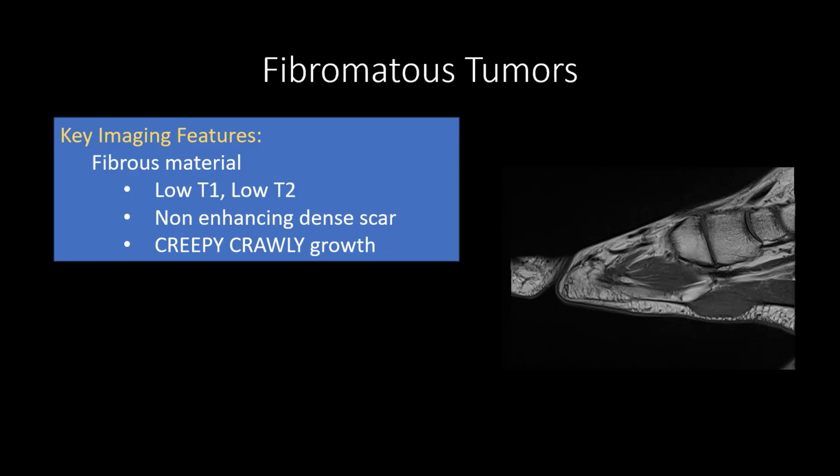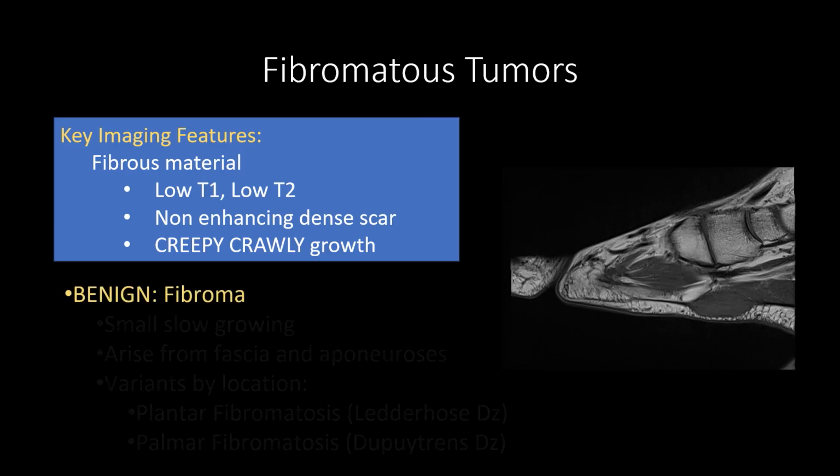That's how we know it's fibrous, kind of like a scar. It's also going to have a non-enhancing component to it. But maybe one of my favorite features of fibrous is that it has this creepy, crawly growth. Other things don't really do that. They tend to grow in a rounded way. Fibrous will creep along fascial planes, and we're going to talk about that more here in a minute.